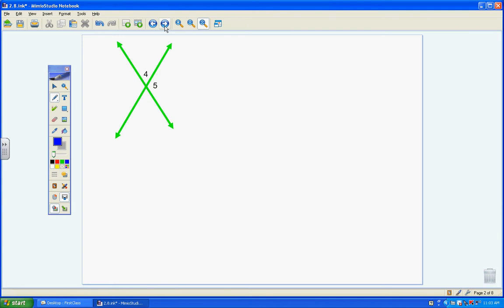Does everyone see that? That's the first thing we want to look for. What do we call angles that add up to 180? Supplementary. All right, so we're going to say that the measure of angle 4 is going to be 2x, and the measure of angle 5 is going to be x plus 9.